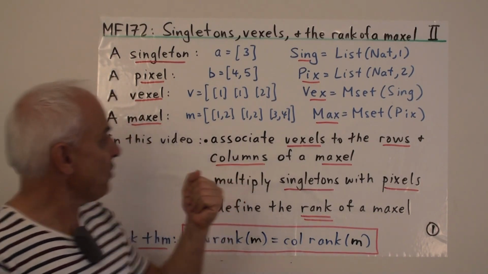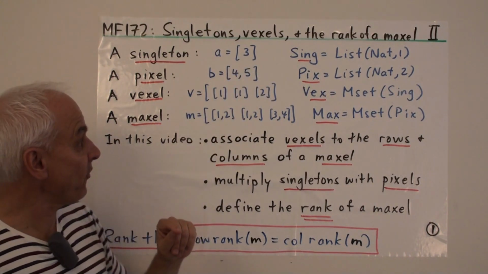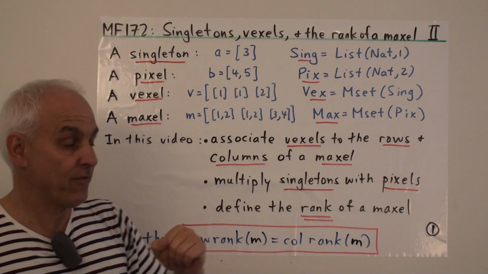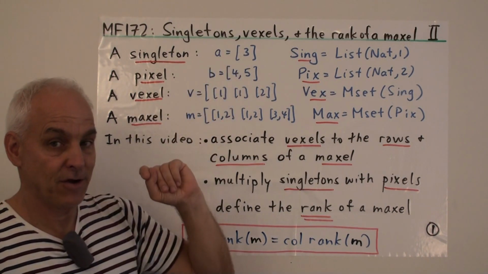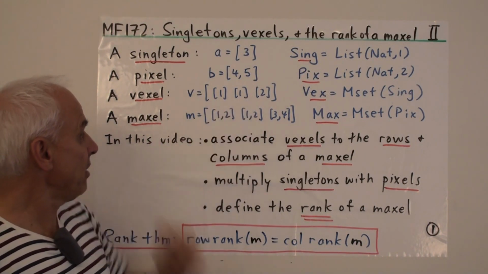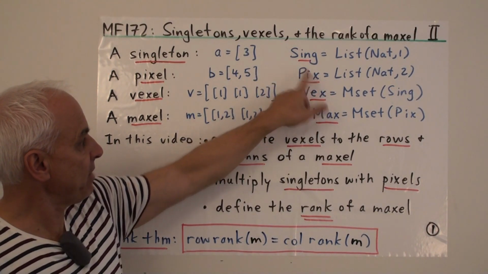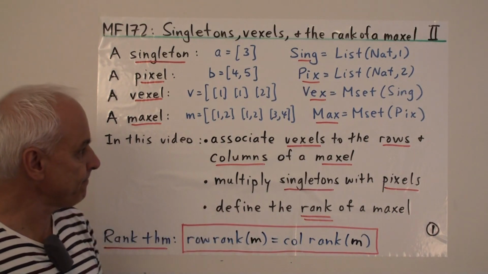So where we are so far, we've defined things called singletons, which are just lists of natural numbers. We have pixels, which are lists of pairs of natural numbers. A vexil is then a multi-set of singletons, and a maxil is a multi-set of pixels. And then we have these types: sing for singleton, pix for pixel, vex for vexil, and max for maxils.